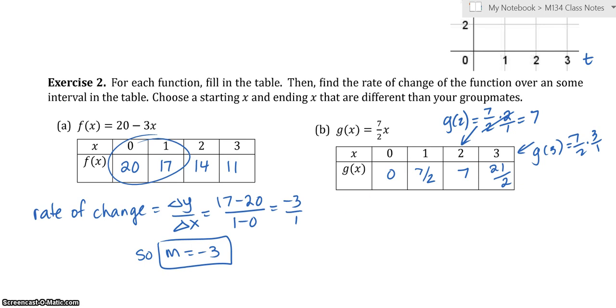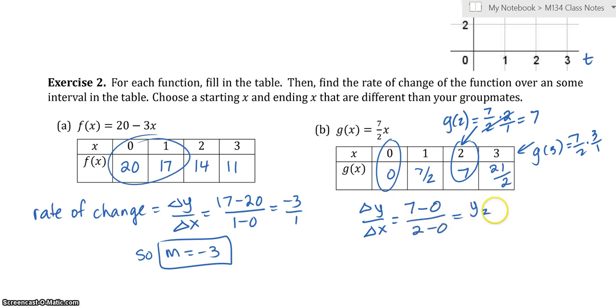So obviously, if I'm going to find that rate of change, I'm going to use this one and this one. You can use the fractions if you want. Go ahead and try it. You will get the same answer. But just out of easiness, I'm going to say 7 minus 0 over 2 minus 0.